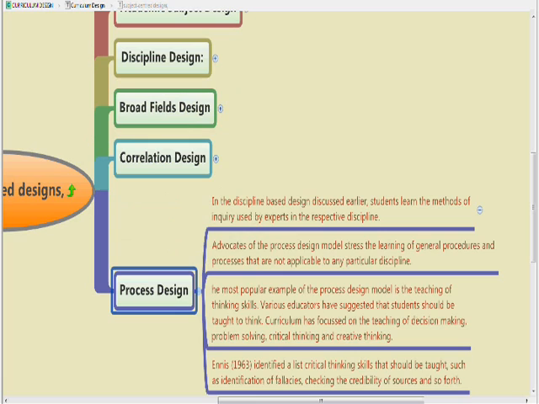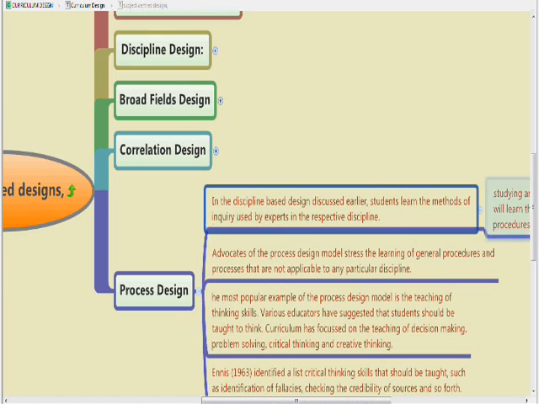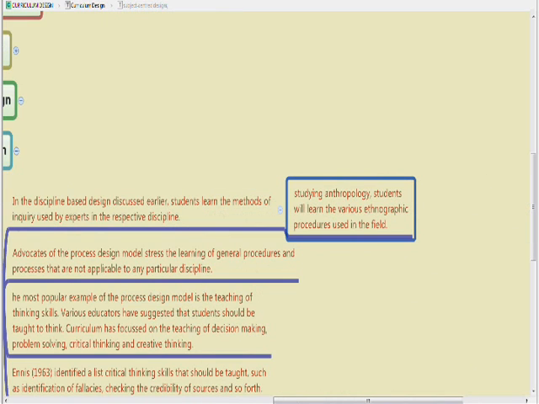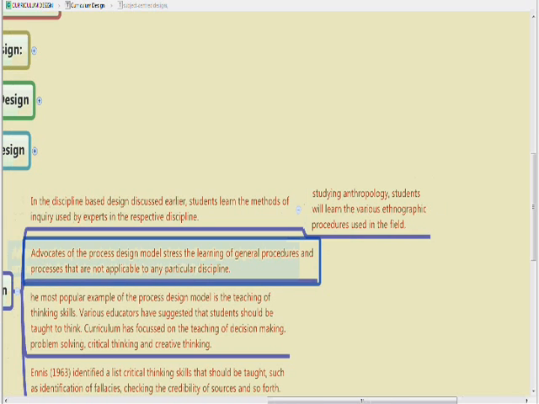Now let's see what I have for you. In the discipline based design discussed earlier, students learn the methods of inquiry used by experts in respective fields. Okay, so what I meant by that is, studying anthropology, students will learn various ethnographic procedures and use them in the field. So that's what discipline is. You study something the way the experts do.